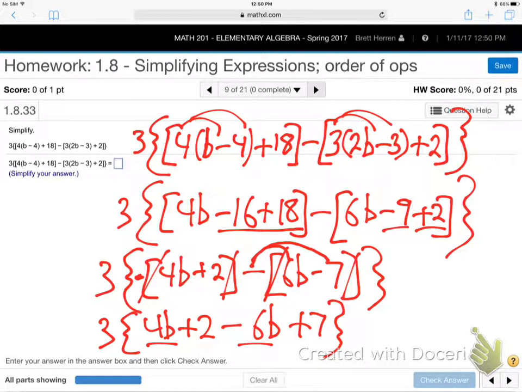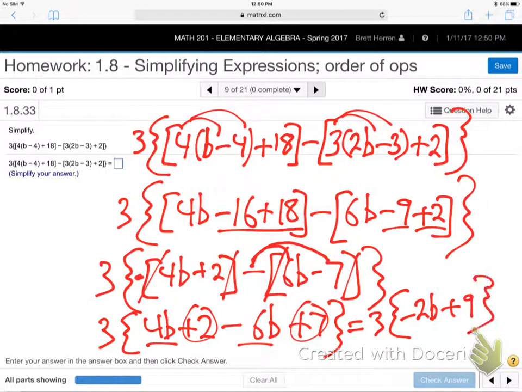Why don't we combine first? I'm running out of room here. So I'm going to combine 3, curly bracket, 4b minus 6b, negative 2b, and then 2 and 7, 9, and finally the 3. The curly brackets are coming down. The 3 will distribute: minus 6b plus 27. Just as easy as that.